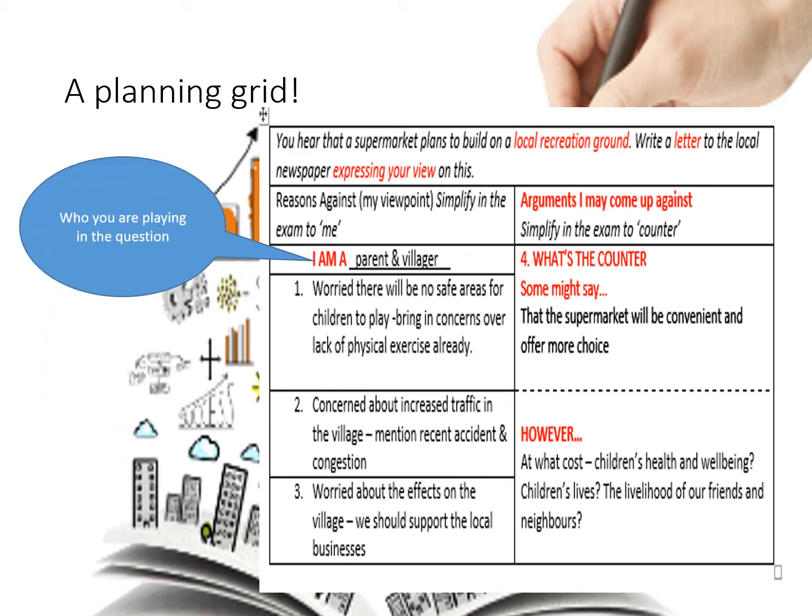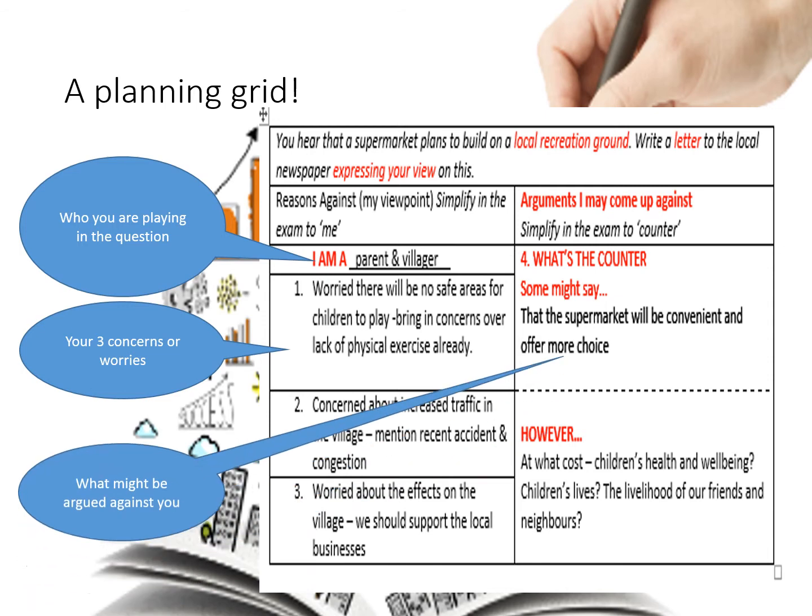So first of all, you've got to work out who you are. You won't always be writing as a student. You could be writing as a parent, you could be writing as a teacher, but they'll always choose a person you're writing as that you know quite a bit about. Underneath that, you can see your 3 concerns or worries that you might talk about in priority order, numbered 1, 2 and 3. And then you can see box 4 suggests what others might say against you.